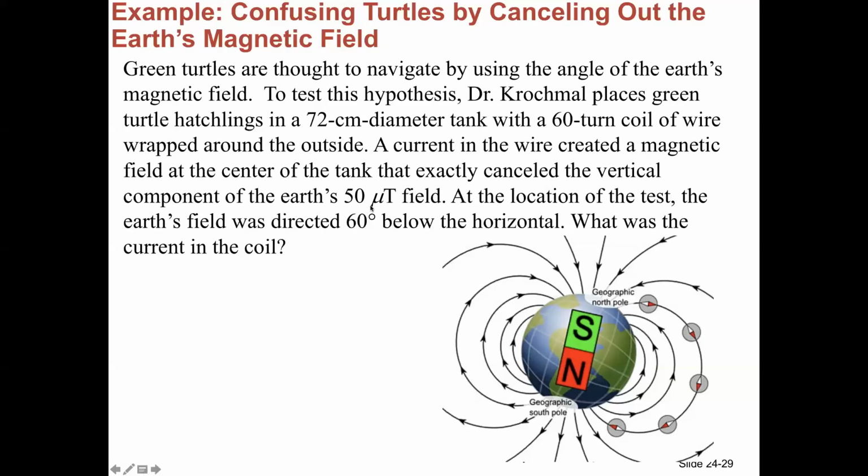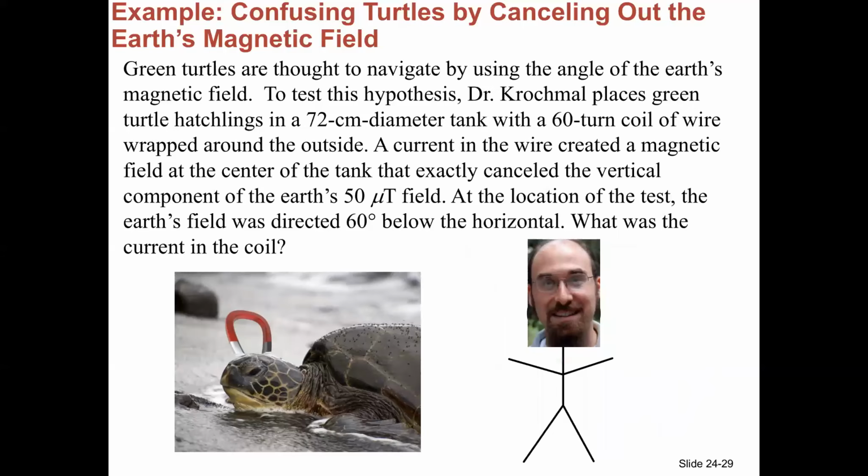The Earth's total field is 50 microteslas. And we're told at the location of the test, the Earth's field was 60 degrees below the horizontal. I'm going to give you a picture of this in a second, a real picture. However, I put together a very impressive cartoon of this situation. So this is a model of this experiment, more or less what's happening. We have Krochmal putting a magnetic field on this turtle, trying to confuse it. So this is my non-scientific diagram.